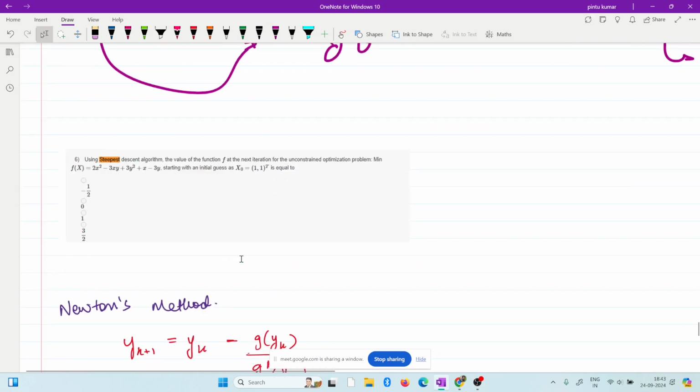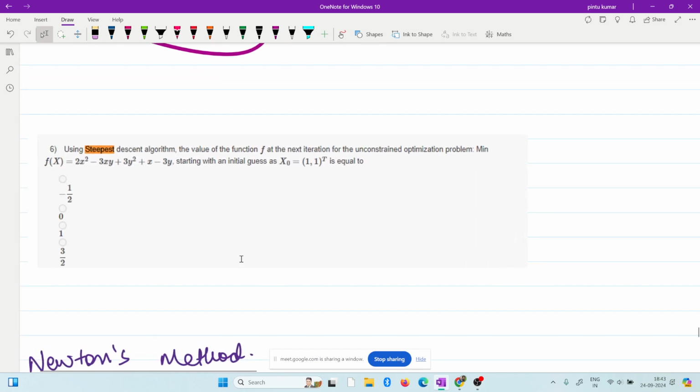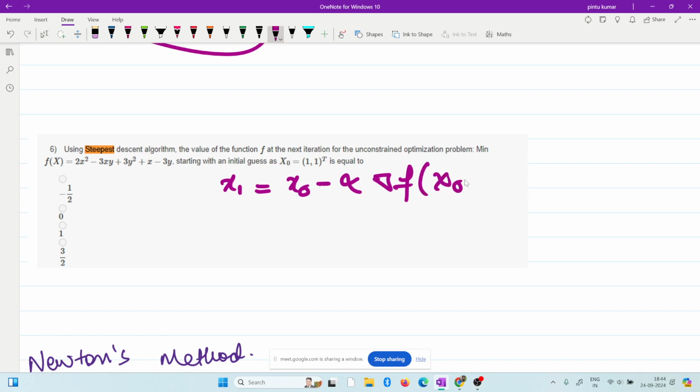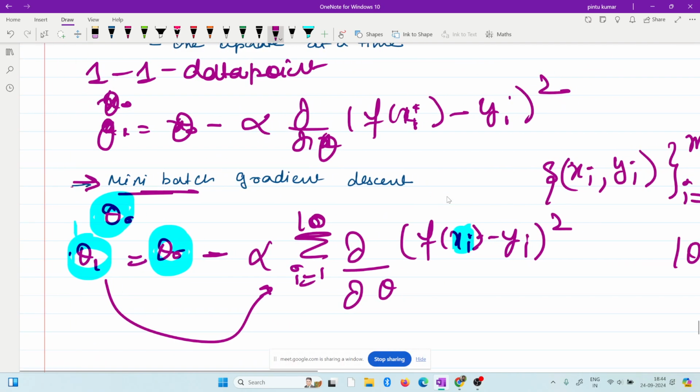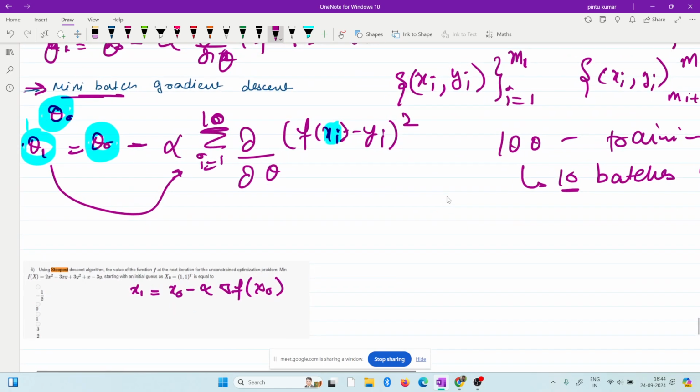Okay. So let's look at this example. So using steepest descent algorithm, the value of function f at the next iteration of unconstrained optimization problem. So we have to minimize this thing, starting with some initial guess this. So what is the method that is given to us? So x1 we will obtain. How would we obtain? We would do by x naught minus some alpha times gradient of f at x naught, right? This is how we will do.